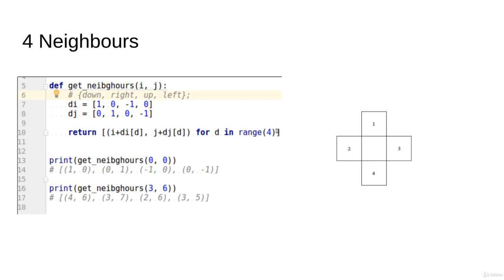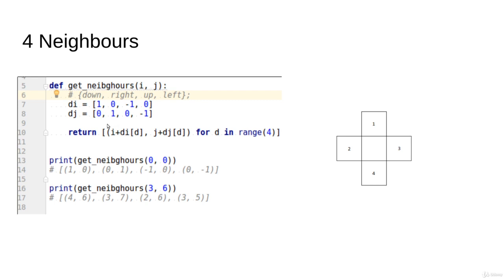So here is how to code it. Let's say that we would like to develop a function that, given i and j, returns for us the 4 neighbors of this position. We will create 2 lists here. The list di, or d row, will maintain the 4 differences if we would like to go down, right, up and left. And dj, or d column, will maintain the 4 differences that we need to move on the column.